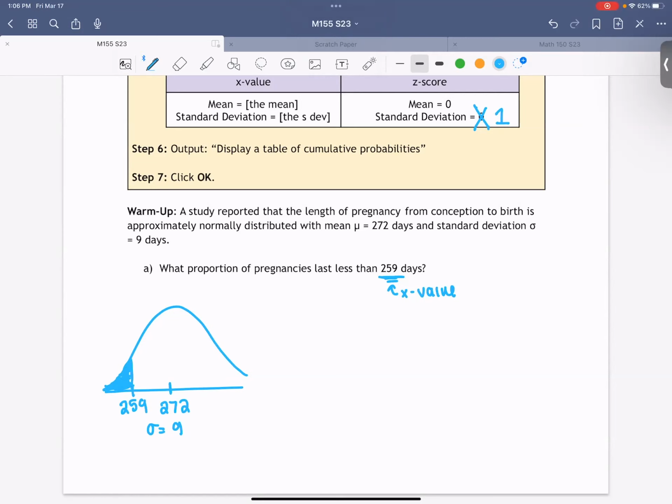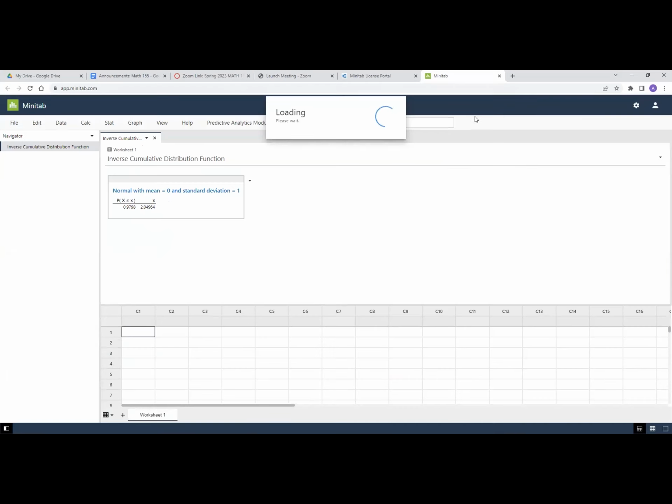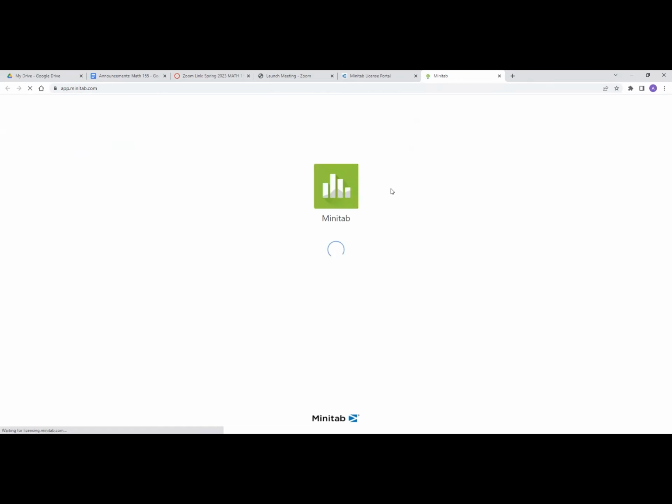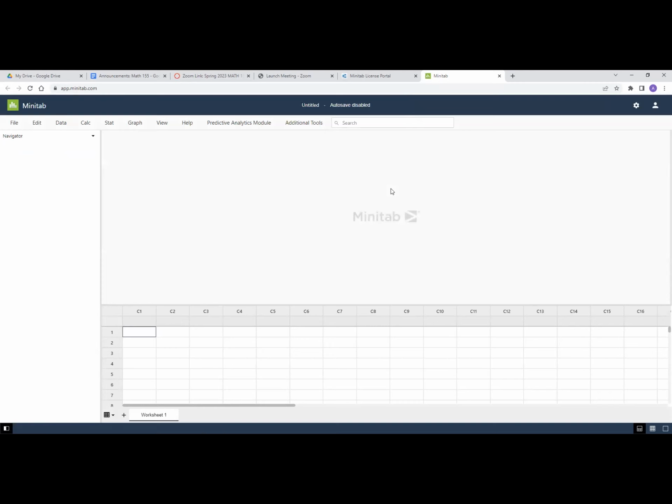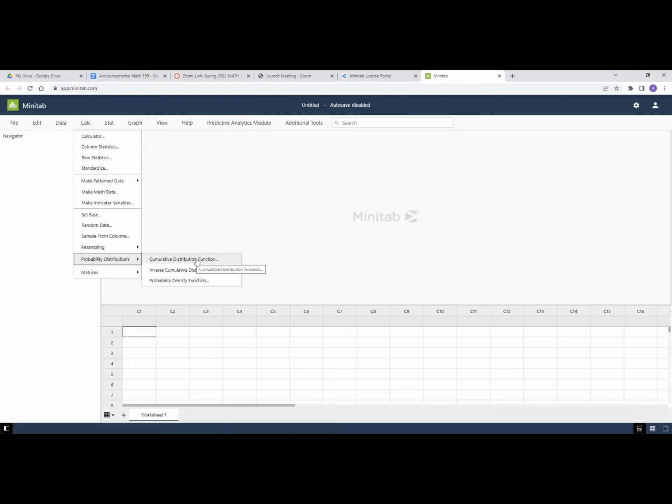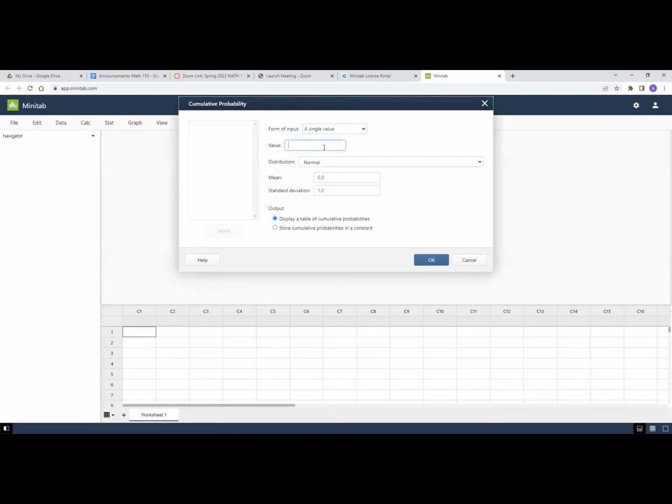Okay. So let me just show you what I do on Minitab here. What I'm going to do is I'm going to open up Minitab. Okay. Oh, my session has expired. Oh my goodness. Here we go. Okay. Remember, to get to the probabilities, you're going to click on Calc. You're going to go to probability distributions. Okay. We haven't talked about the middle one. The bottom one was about binomial distribution. We're going to click the top one that says cumulative. So click cumulative. And then we get this.